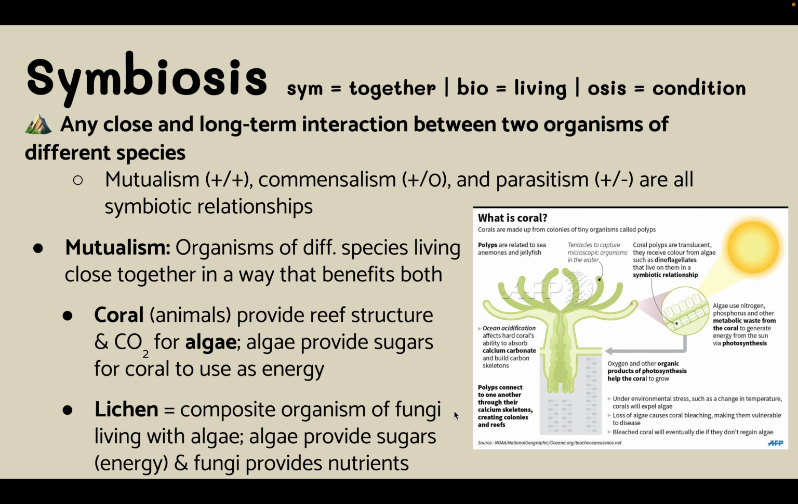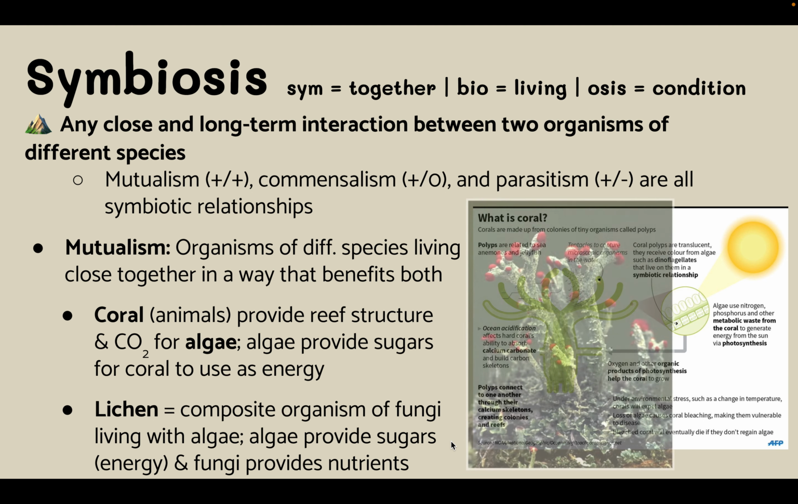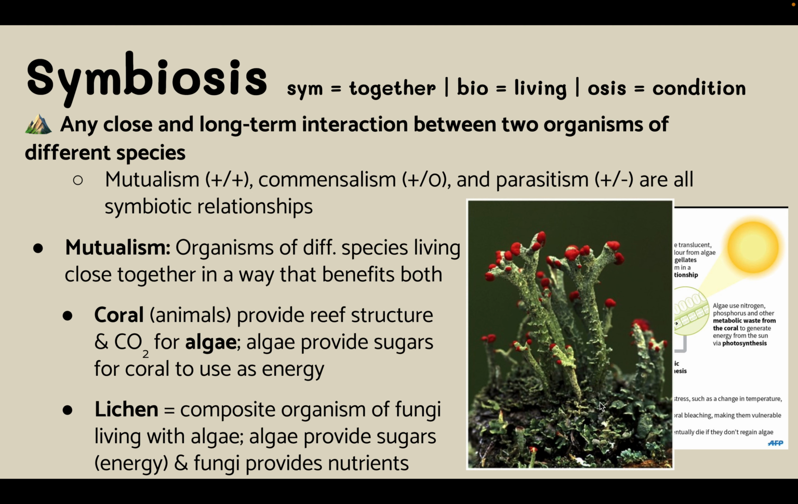Another type of mutualism is something called a lichen. This is a composite organism of fungi, so a type of fungi living with algae. And the algae do the same kind of thing. They provide sugar for the fungi, and then the fungi provide the nutrients for the lichen. That's what a lichen looks like right here. All of this growing up is lichen living on fungi.